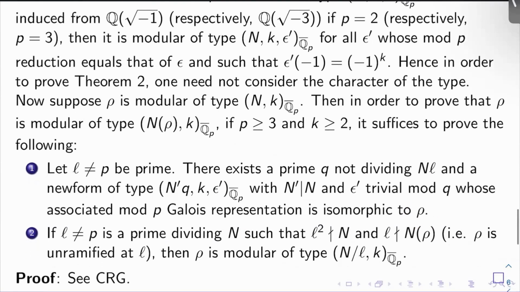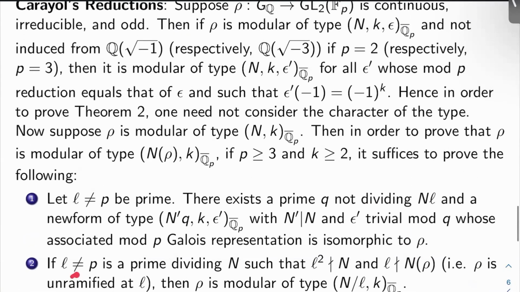2, there's one other thing you have to prove. If L not equal to P is a prime dividing N such that L squared doesn't divide N, and L doesn't divide N of rho, the conductor of rho, i.e. rho is unramified at L, then rho is modular of type N over L, K over QP bar. And the proof of this is in Kerios' CRG paper, which has been referenced before.